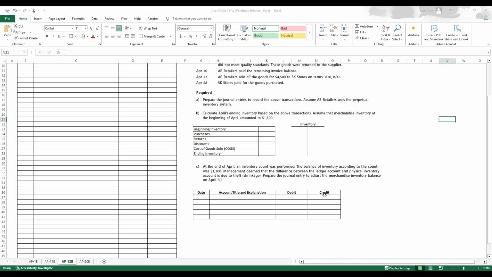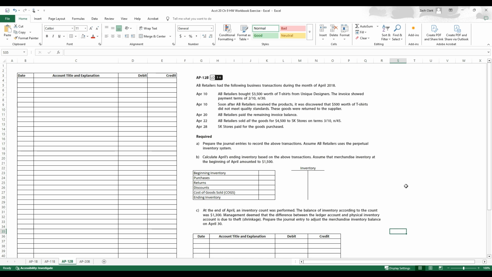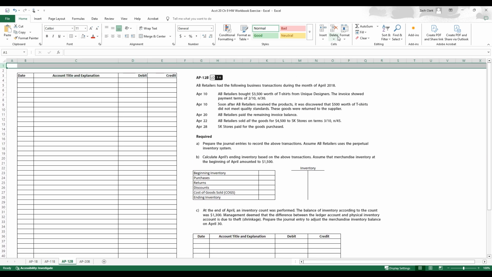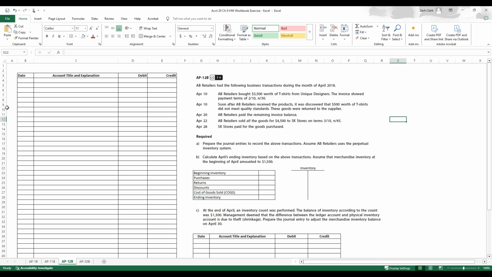And then we have some information about potentially doing a physical count and realizing that some of the inventory might have been stolen. Shrinkage, they call it, when inventory has just gone missing, not from a sale. So, okay, let's jump in here.